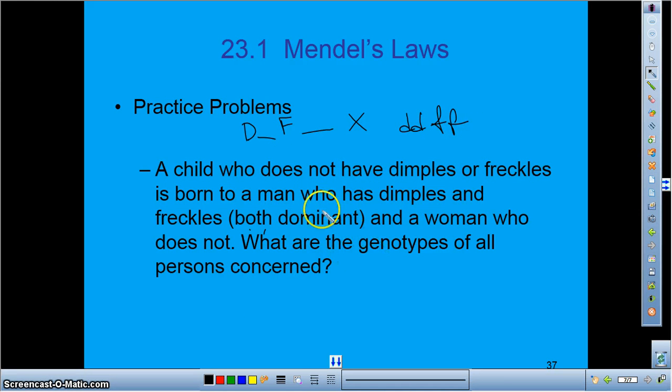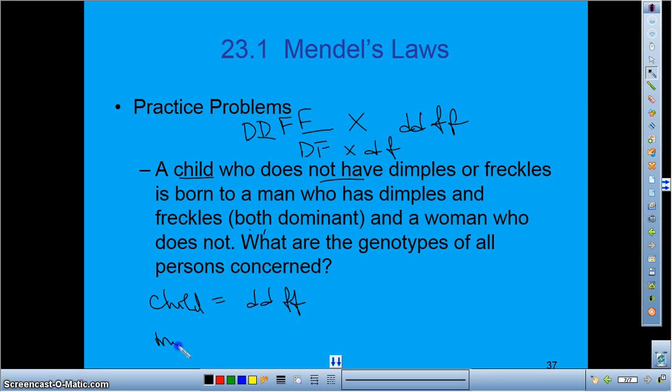All right, so if the dad were homozygous dominant, so big D, big D, big F, big F, all of his offspring would have dimples and freckles because he can only give a big D and a big F. Mom can only give a little d and a little f, so her traits are going to be masked. So every offspring is going to have dimples and freckles. This child, however, does not have dimples or freckles, which means that the child's genotype has to be little d, little d, little f, little f.